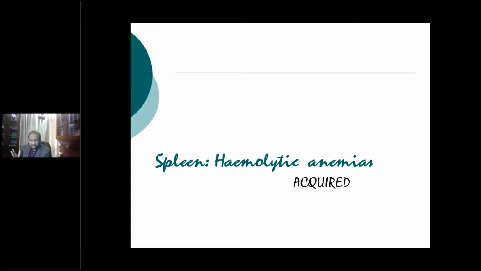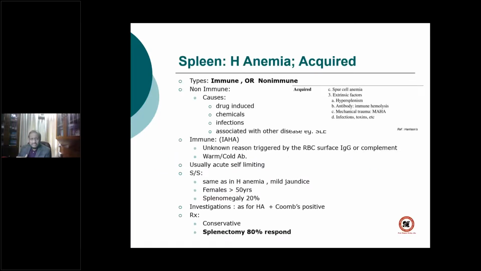Coming to the third type of hemolytic anemia, where splenectomy is going to help you. So we talked about the hereditary types. One, we talked about the RBC membrane. Number two, we talked about the RBC interior, that's the enzymes. And number three, we talked about the hemoglobinopathy. Three types of hereditary hemolytic anemia. Now coming to the acquired hemolytic anemia, and these acquired hemolytic anemias could either be immune or non-immune. The immune is what we call IAHA. The non-immune variety is because of drugs, hypersplenism, mechanical trauma, infection, toxin, etc.